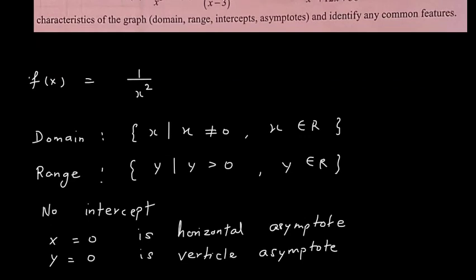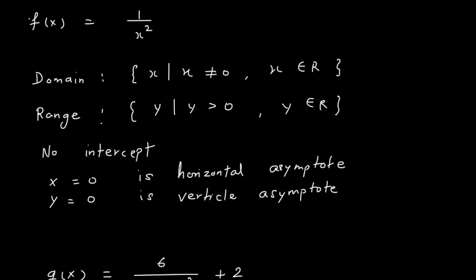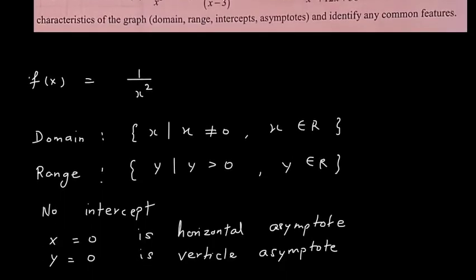Now I have to find intercept. If we see intercept, I cannot take x equal to 0, because if I take x equal to 0, y will become infinity, and similarly I cannot take y equal to 0, as when I take y equal to 0, x becomes infinity. So I will say that there is no x and y intercept.